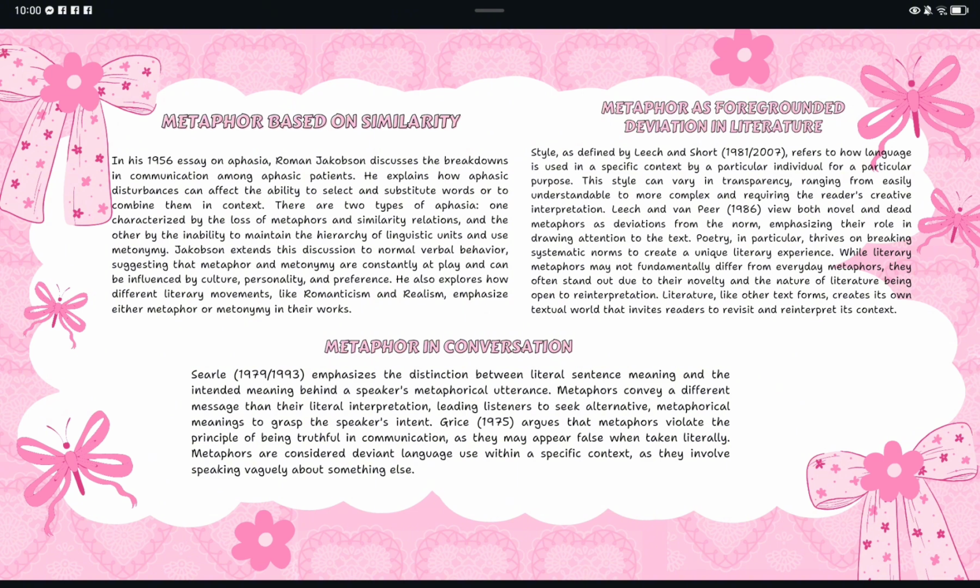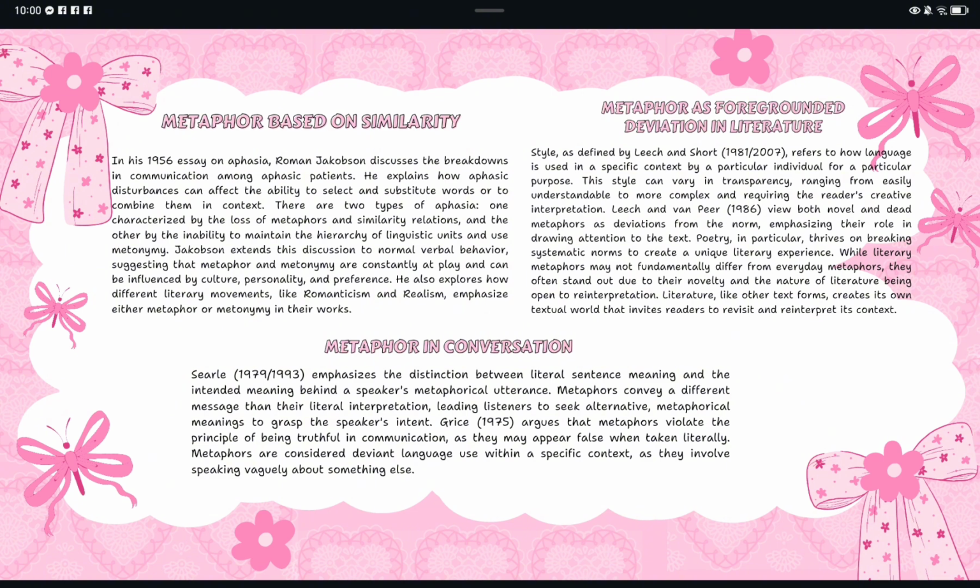The distinction between the transparent and opaque style is not always clear-cut, and many works fall somewhere on a spectrum between the two extremes. A writer might choose to employ a transparent style for the majority of their work while strategically incorporating elements of opacity to enhance specific sections or emphasize particular points.